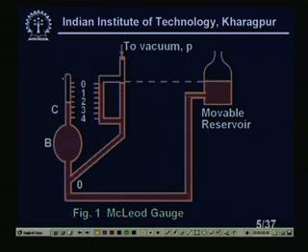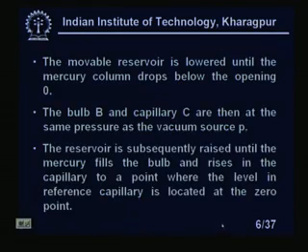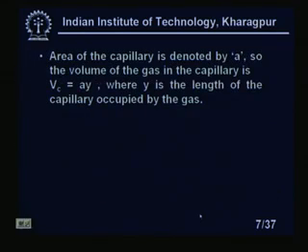Okay. So, this is the length of the capillary occupied by the gas, right. This is our Y, and this is the area of cross section A. So, obviously, this capillary volume Vc will be equal to A into Y, clear, where Y is the length of the capillary occupied by the gas, right, that is true.